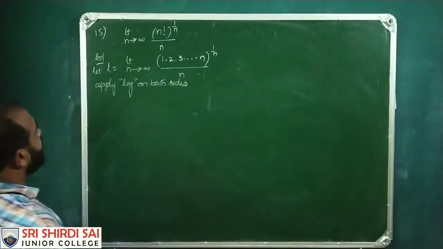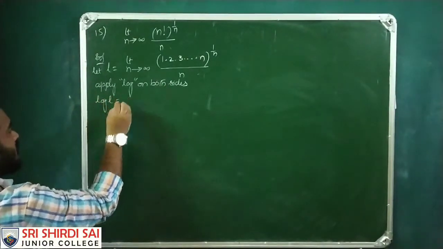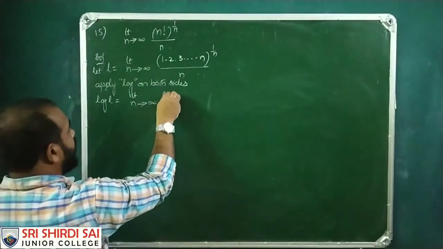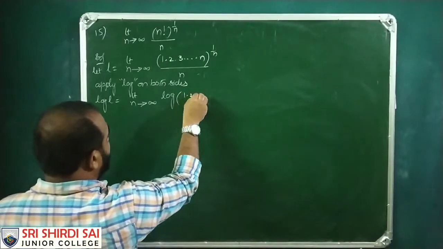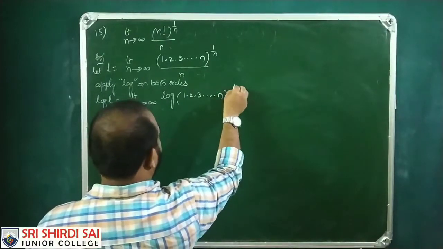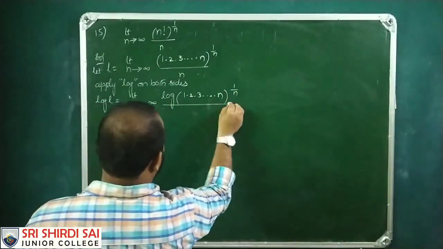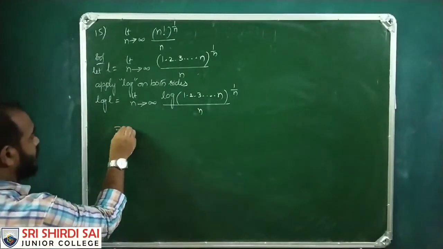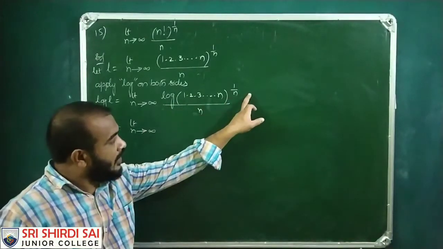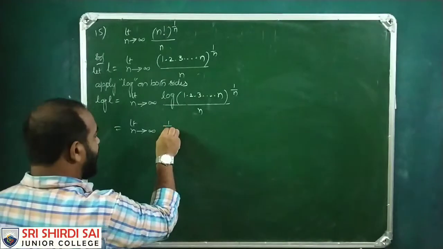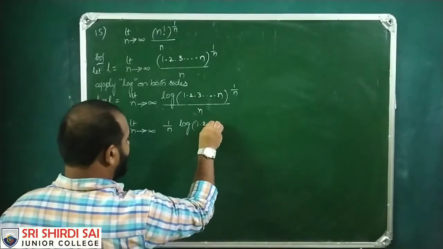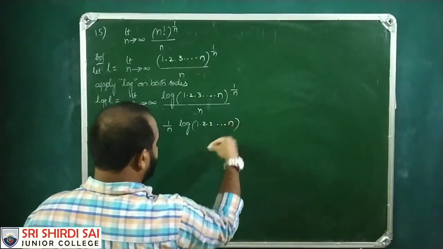Then log L is equal to limit n tends to infinity of log of 1 into 2 into 3 up to n, whole power 1 by n, by n. This is equal to limit n tends to infinity. Log a to the power m is m log a. So 1 by n log of 1 into 2 into 3 up to n, by n.